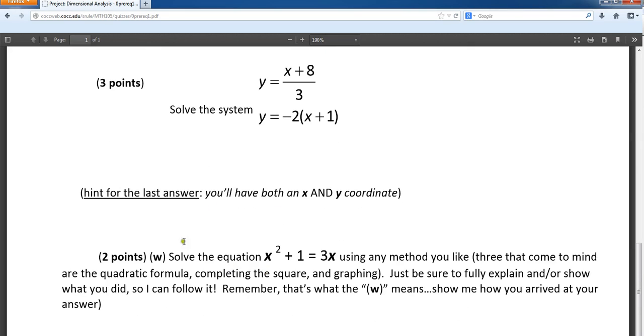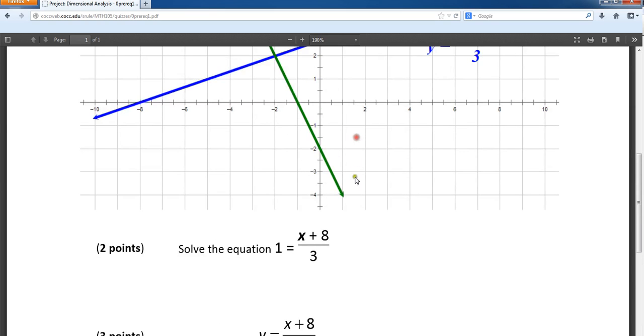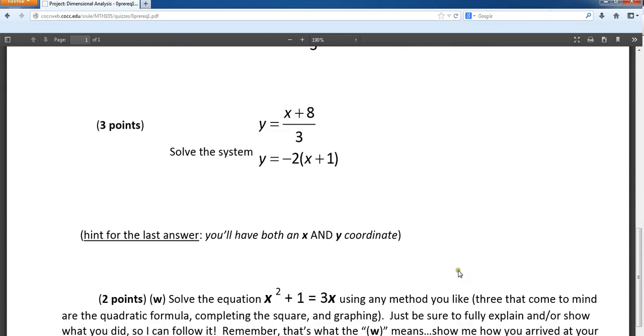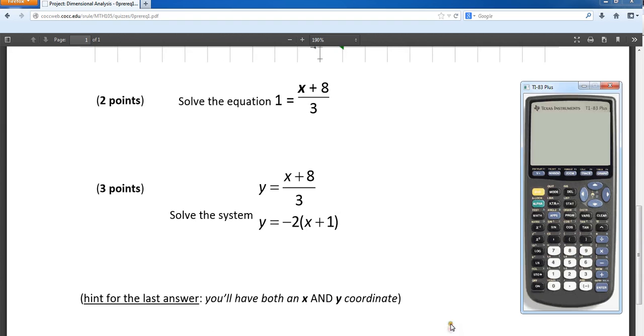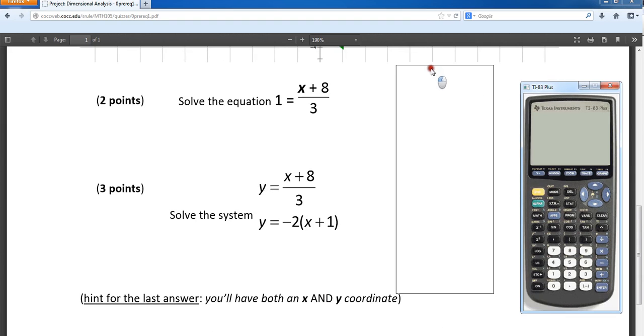And last but not least down here, just a simple quadratic, kind of painting the picture for where we're headed next. x squared plus 1 equals 3x. And I said solve it any way you want. So rather than rehashing the quadratic formula or completing the square, let's do it with the graph, just like we did up here, but we've got to generate our own graph. So we will use our good friend the TI here, and we'll graph this monstrosity.